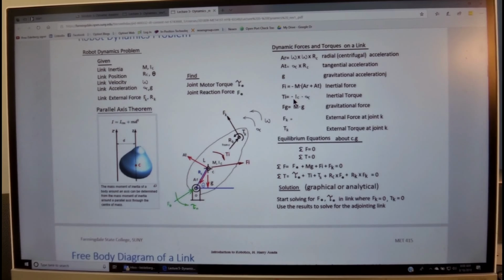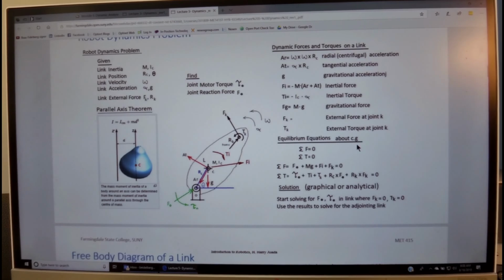The inertial torque is equal to the negative of the moment of inertia times the absolute angular acceleration, and then the force of gravity is mass times the acceleration of gravity, and then we have external forces acting on the joint where another link is connected or the tool center point is connected, and we have also external torque of the base or a motor which is acting on the link.